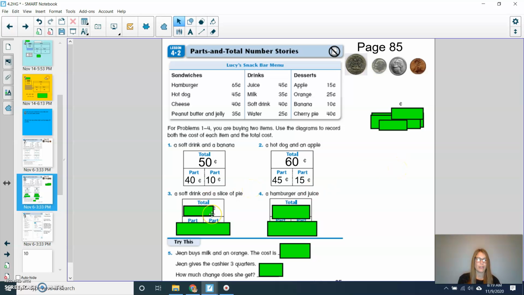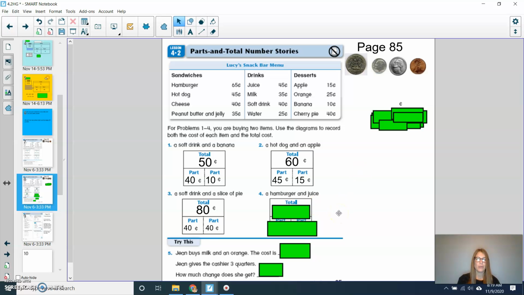Let's take a look at number 3. This time we're going to buy a soft drink and a slice of pie. A soft drink again is 40 cents. I'm going to record that. A slice of pie is 40 cents. So they must have just called that cherry pie, 40 cents. And then I want to figure out my total. So I know that 4 plus 4 is 8, and then I just add my 0 behind. So 40 plus 40 is 80 cents.